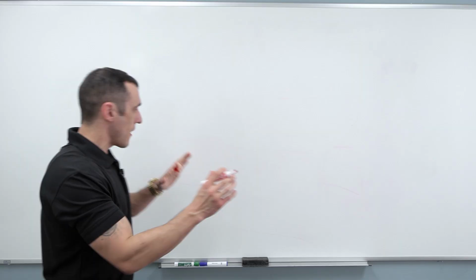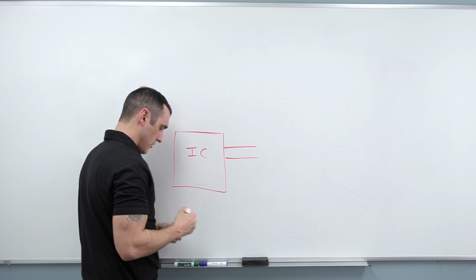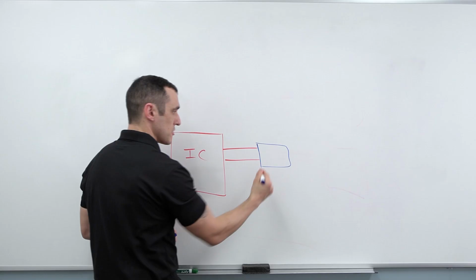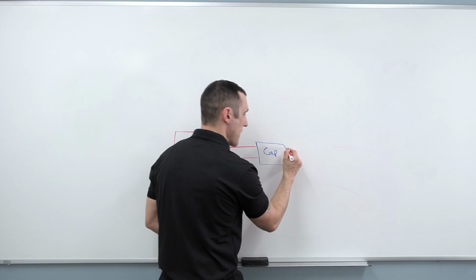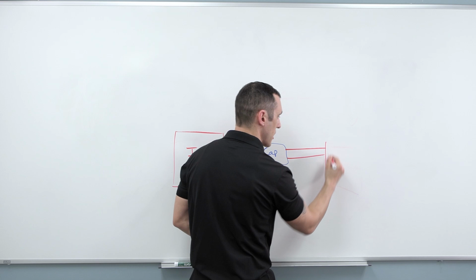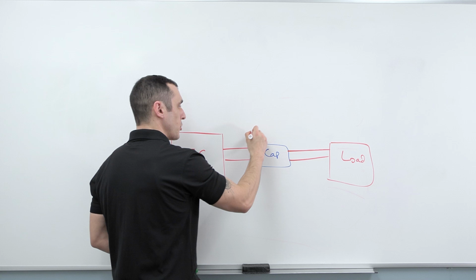I've erased everything on the board just to clear everything up. So now what we want to look at is what happens when I have my driver, and then I have the transmission line coming out, and then I have some component here. So again, maybe it's just our capacitor, or maybe it's some other component. And then we have the transmission line going off to our load.